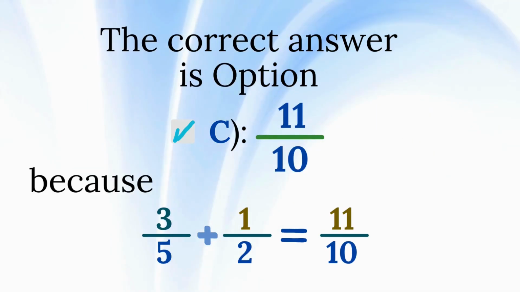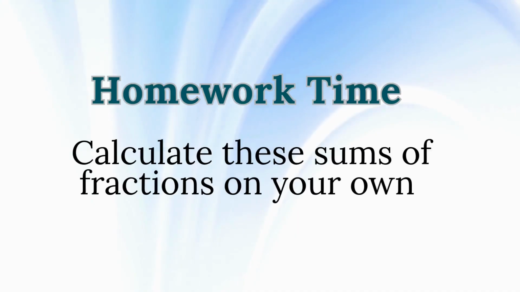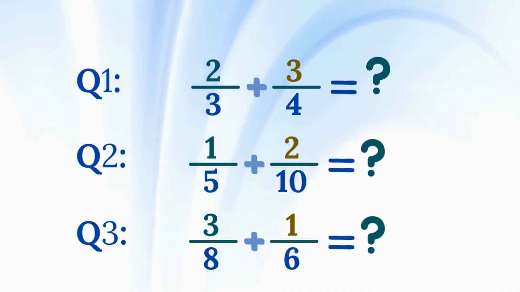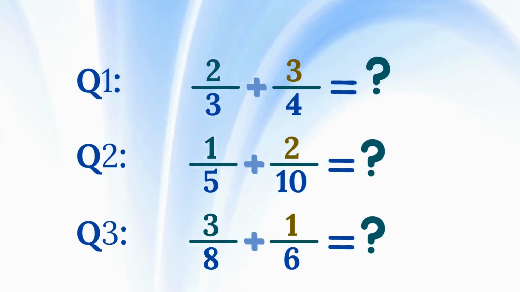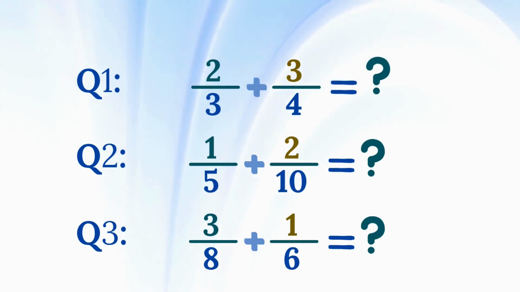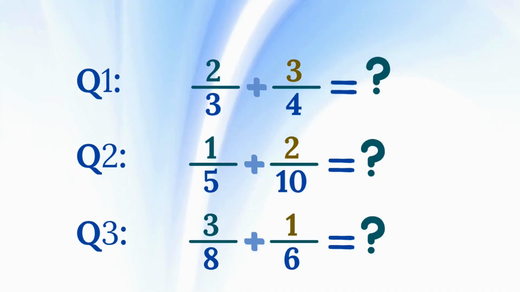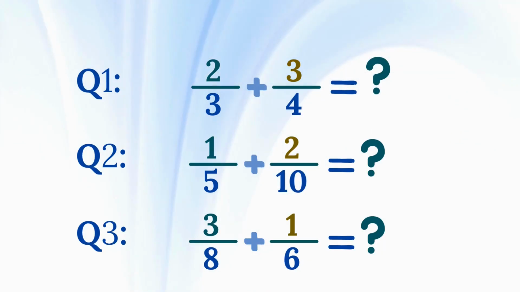The correct answer is option C, because 3/5 plus 1/2 equals 11/10. Homework time. Calculate these sums of fractions on your own. Question 1. 2/3 plus 3/4 equals what? Question 2. 1/5 plus 2/10 equals what? Question 3. 3/8 plus 1/6 equals what?